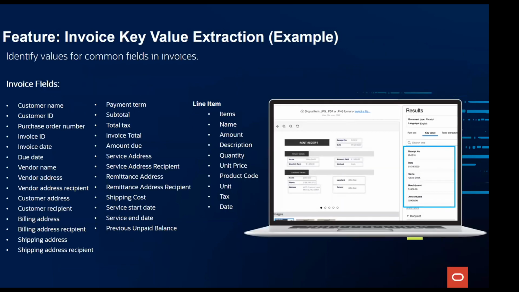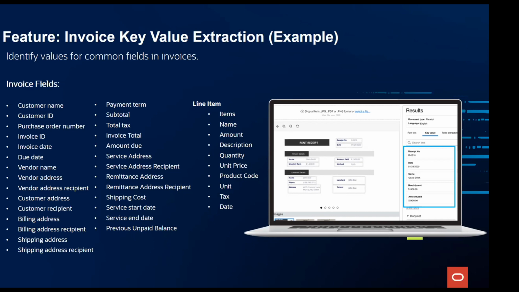Just one example, because again, the focus for this demo is invoices. So what does this key value extraction look like? In an invoice, there are more than 26 or 28 key fields that we are able to extract, whether it is customer ID, purchase order number, total tax, invoice total, remittance address, and so on.